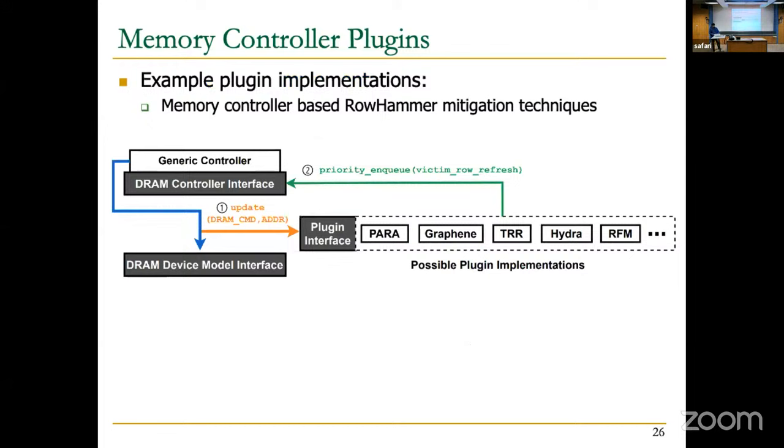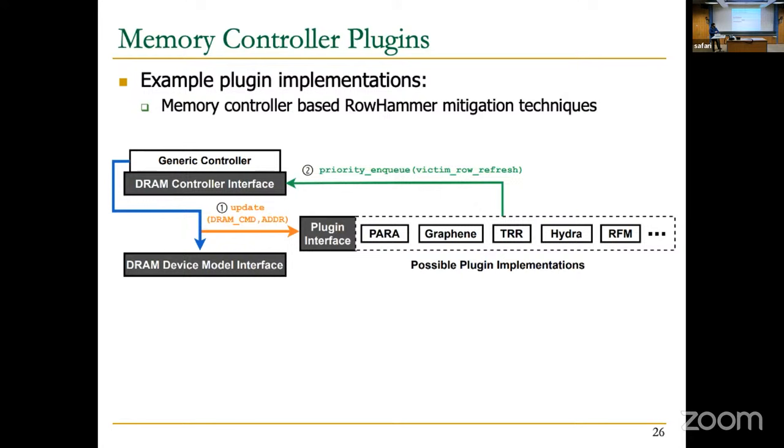Now let's take a deeper look at this controller plugin. We have example plugin implementations here, where we implement many different RowHammer mitigation techniques that involve functionalities in the memory controller. Let's say PARA: the generic controller implementation calls the update function of the plugin interface with the parameters being the DRAM command issued and the address. For the PARA implementation, it will check if the incoming command is an activation, then roll the dice to see if it should probabilistically issue a refresh command, or in PARA's case, an activation to refresh the potential victim rows caused by this activation.